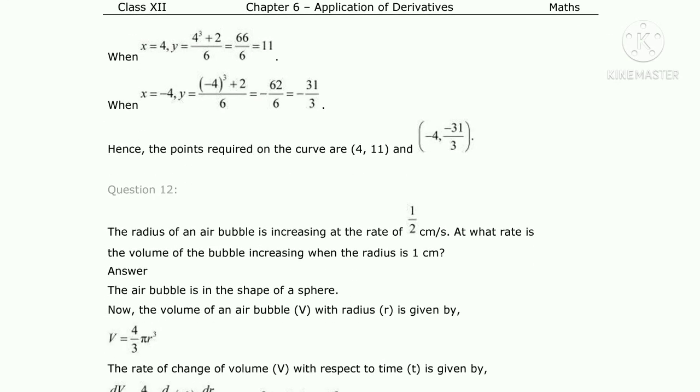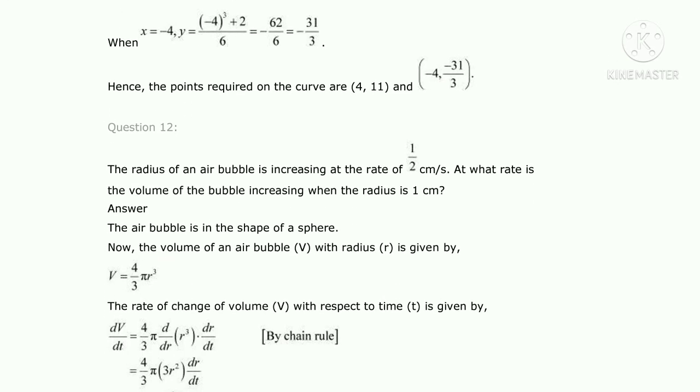Next question. The radius of an air bubble is increasing at the rate of 1.2 centimeter. So air bubble boli koile, air bubble means what? It is a sphere, increasing radius. If the radius increases or decreases, it is an air bubble, so obviously the bubble's size will become smaller or bigger. If smaller, the volume will be less; if bigger, the volume will be more.